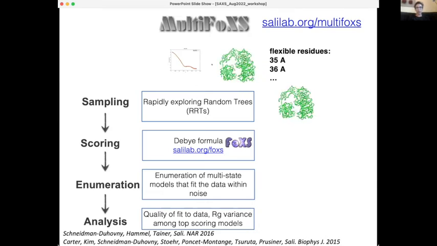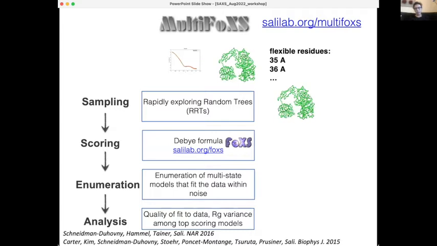So our input is the structure. It has to be an atomistic structure. It can be a model, and now it can easily be an AlphaFold model. And it has to be obviously a SAXS profile, and then we decide on a list of flexible residues. So if we want to sample a motion between the domains, we don't have to sample everything.